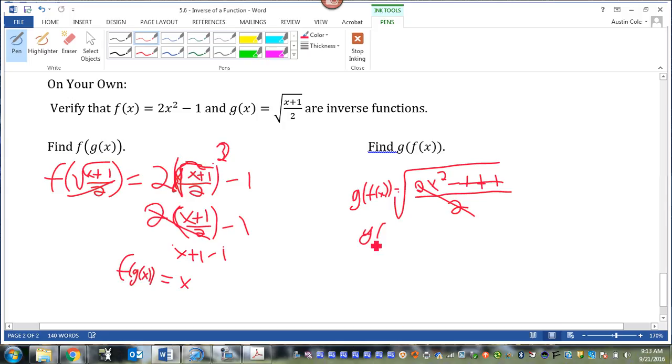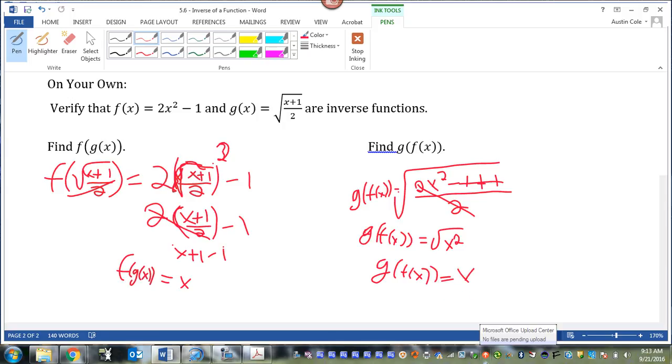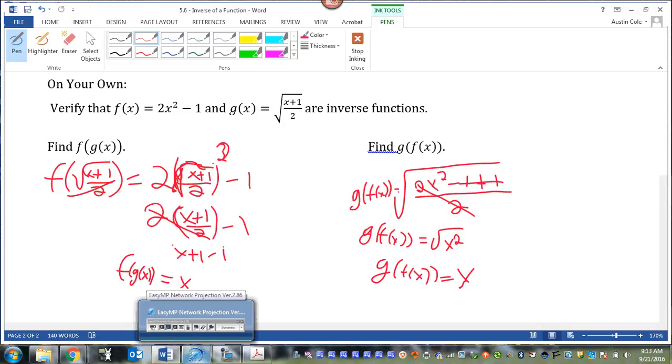So you're left with g of f of x is equal to the square root of x squared. What does that give us? x. Exactly. So are these inverses? Yes. Okay. Anybody have any questions? Feel pretty good about this? Okay.